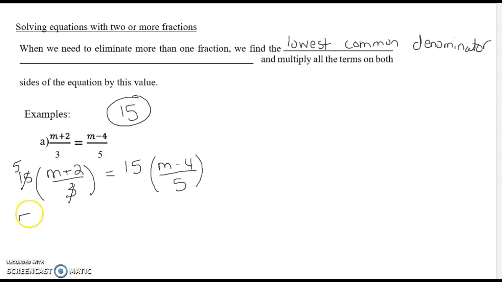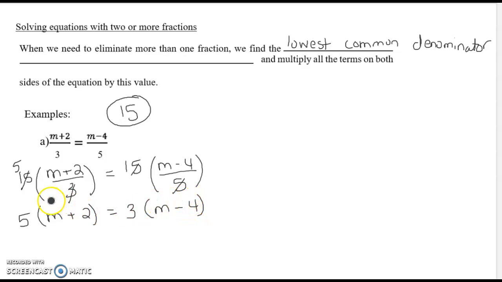So I'm just going to write it here. So it's now 5. Then m plus 2. Then you put your equal sign. So now we have 15, and we have to divide it by 5. Well, 15 divided by 5 is 3, so we're going to be left with 3. And then we still have to multiply in the brackets m minus 4.